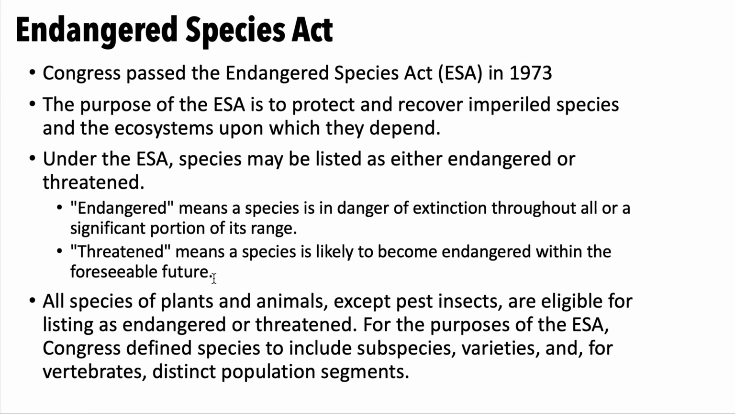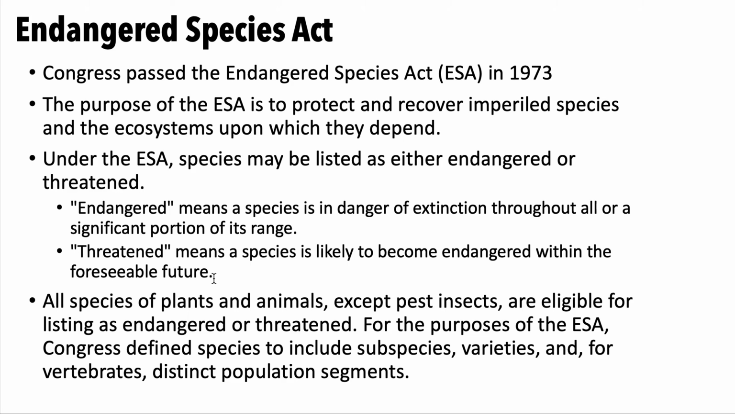Right. So we have done as a country some things to try and help save species from going extinct, such as the Endangered Species Act. Congress passed the Endangered Species Act, or abbreviated ESA, in 1973. There, I believe, have been some revisions to this over time, but the purpose of it is to protect and recover imperiled species and the ecosystems upon which they depend.